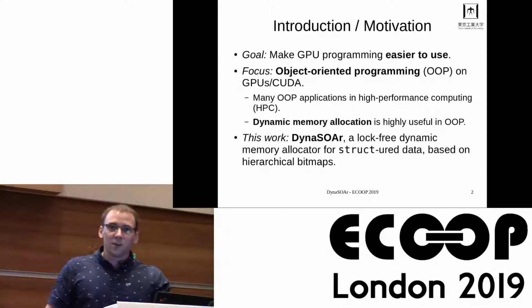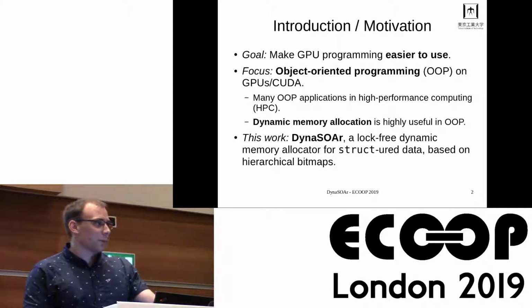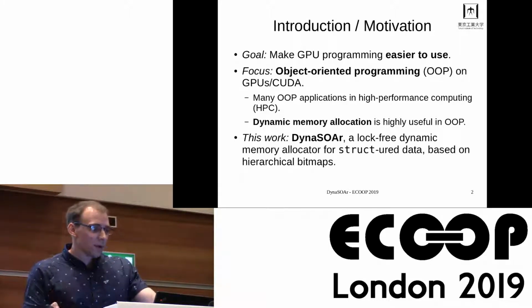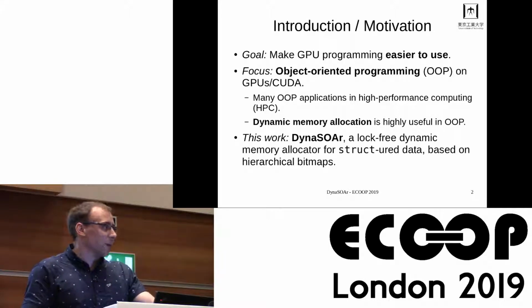As it turns out, in high-performance computing, there are many problems which can be expressed very nicely with object-oriented programming. And dynamic memory allocation is very useful in object-oriented programming because it gives you the flexibility of creating and deleting objects at any time.